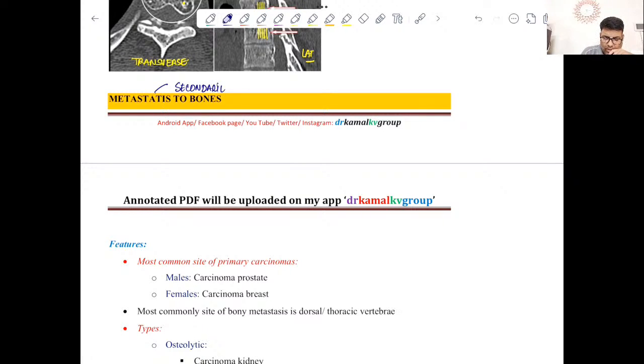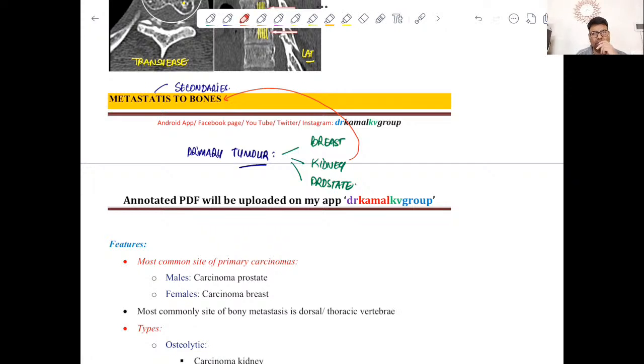Then the last topic of this session is metastasis to bone, and metastasis is also known as secondaries. It means the primary tumor may be in the breast. Primary tumor can be anywhere in the body. So in females it can be in breast, it can be in kidney, in males it can be in prostate. So from here the tumor cells travel all the way to bones, and then there they affect the bones.